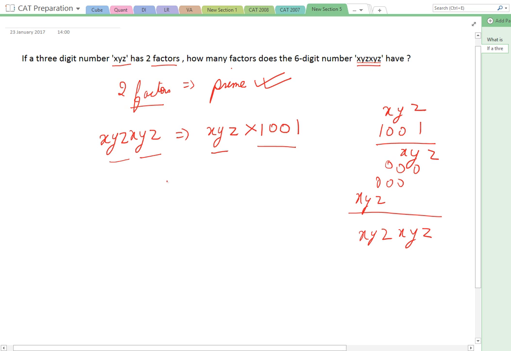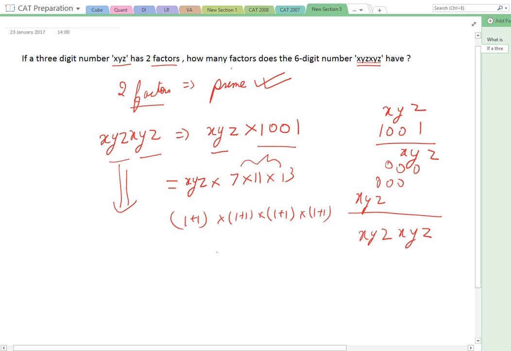And since xyz is a prime number, we can prime factorize the entire number into xyz into 7 into 11 into 13, where 7 into 11 into 13 is basically 1001. Now we can count the number of factors that this number has, which will be 1 plus 1 into 1 plus 1 into 1 plus 1 into 1 plus 1, which is equal to 16. And this we got based on what we have studied earlier. If a number can be broken down into p to the a, q to the b, r to the c, where p, q, r are prime numbers, then the number of factors it has is a plus 1 into b plus 1 into c plus 1.